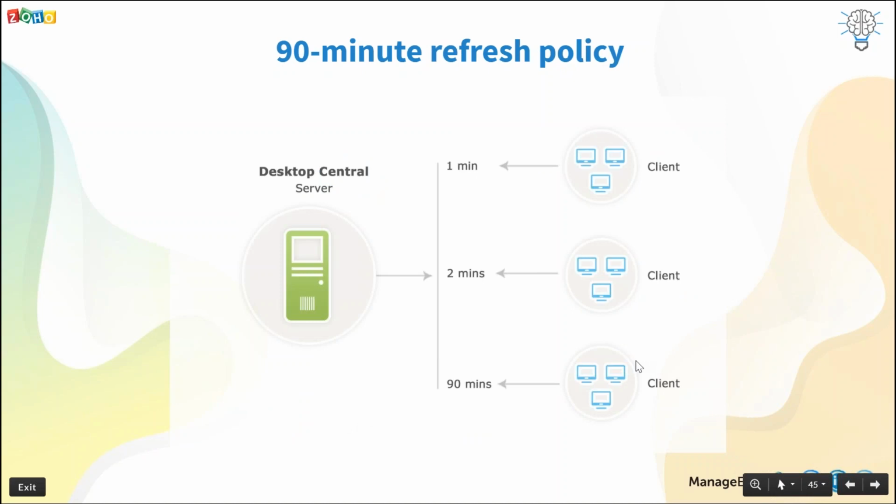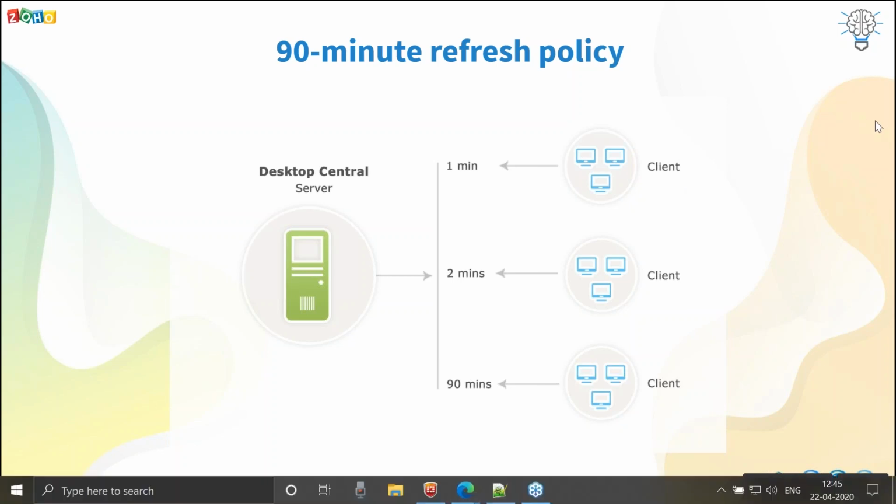Now let's see when the agent-server communication happens. This time interval, wherein the agent communicates at least once with the server, is known as the 90-minute refresh policy. Even if you have 90 machines or 900 machines or 9,000 machines, each Desktop Central agent will communicate with the Desktop Central server at least once every 90 minutes. That is how the agent-server communication works.